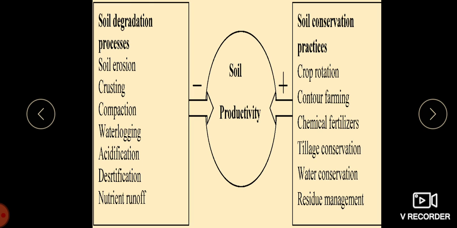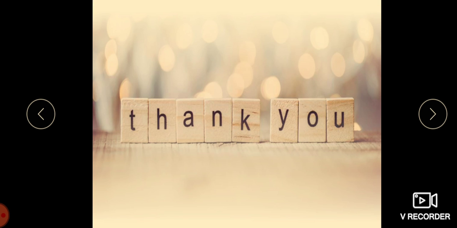So with soil degradation, when we are having soil erosion, crusting, waterlogging, acidification, desertification, nutrient loss, soil productivity will be less. When soil conservation is there, then there are practices. When we practice that, soil productivity is more. Crop rotation, contour farming, chemical fertilizers, tillage conservation, water conservation, and residue management.